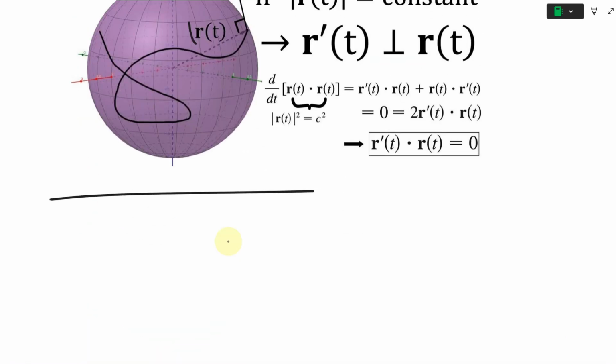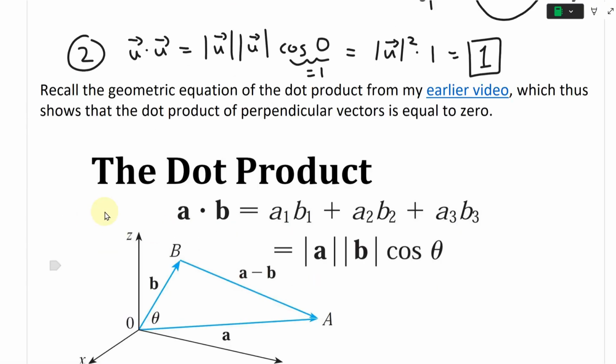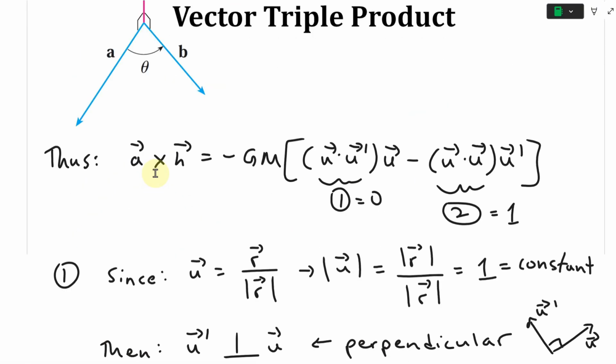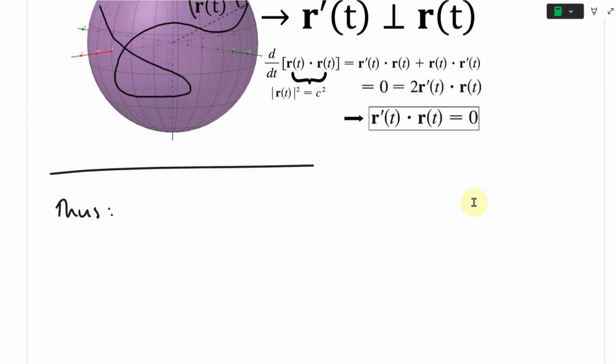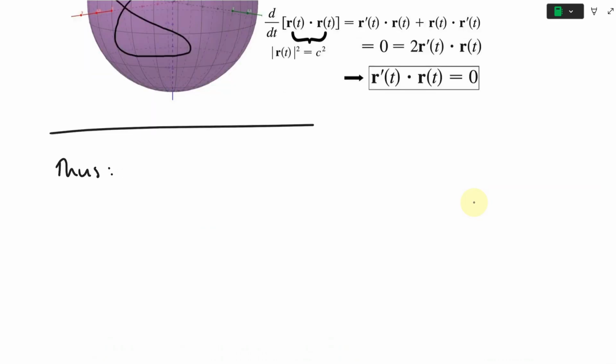All right. So we're going to get, I'll just put it thus. This is going to be a cross h. And then we'll have a negative gm, but then there's a negative there. So this becomes positive, and this one goes to 0 there. So we're just going to be left with a gm and then u prime. Yeah, that's what we have.